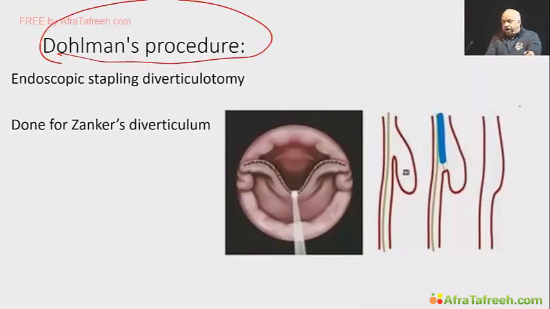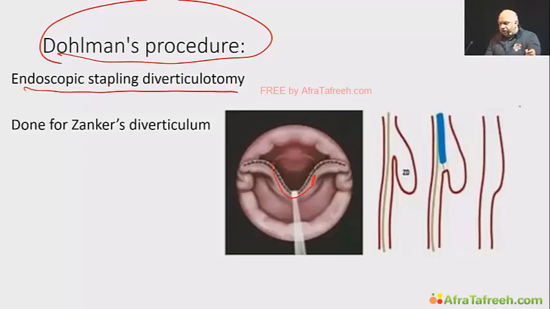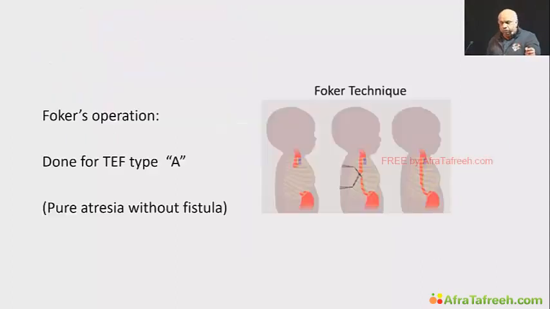Dohlman operation, as I told you in the first slide on Zenker, Dohlman is an endoscopic procedure. This was a 2019 NEET question. This is an endoscopic stapling procedure for Zenker. You simply cut the diverticulum of the Zenker from inside. This is the cricopharynx you have cut. So for Zenker, you can do Dohlman endoscopically.